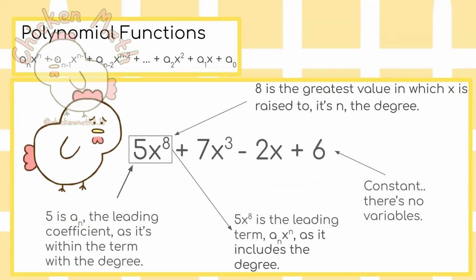Okay, so if you're really confused about that polynomial function equation from the last slide, here it is again, except we're actually using numbers. So to find the degree, we just find the term with the highest exponent. So our degree is 8. There's a term here, 5x to the 8th, so that's our leading term. And the leading coefficient is the a sub n of the leading term. So in this case, it would just be 5.